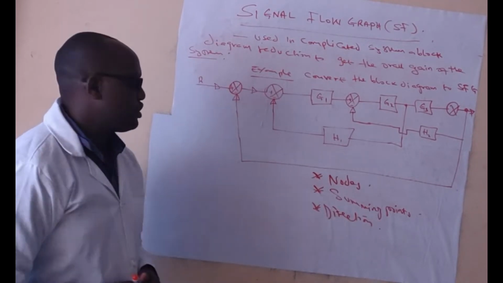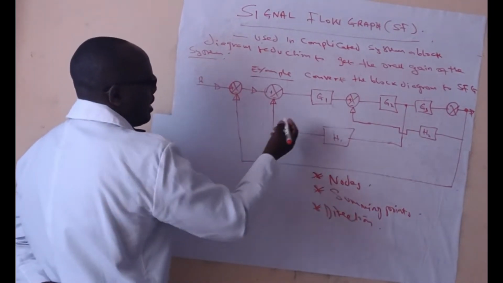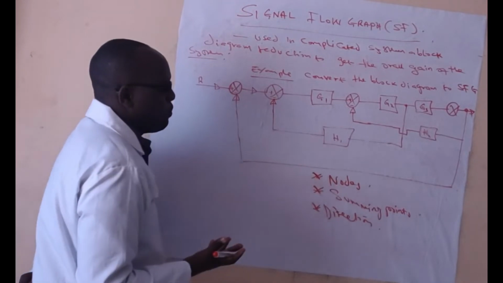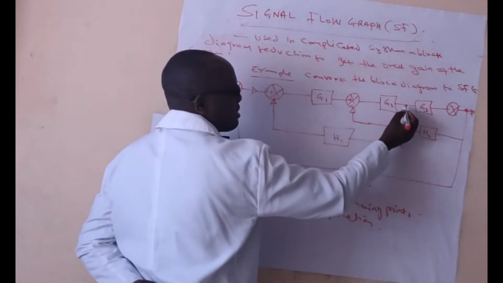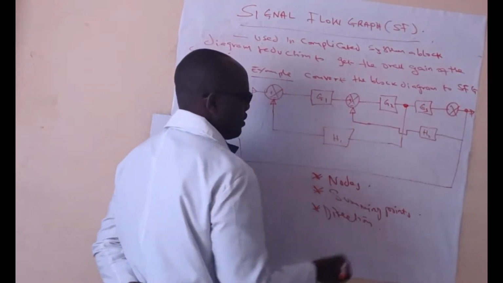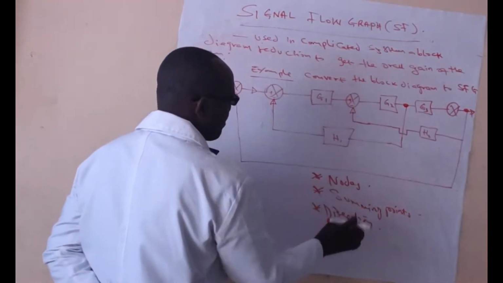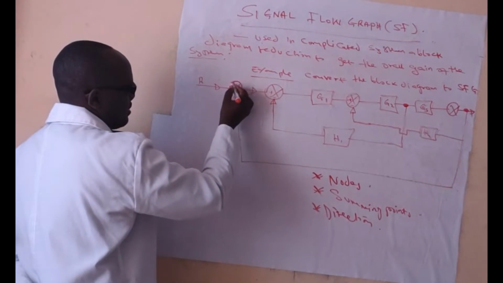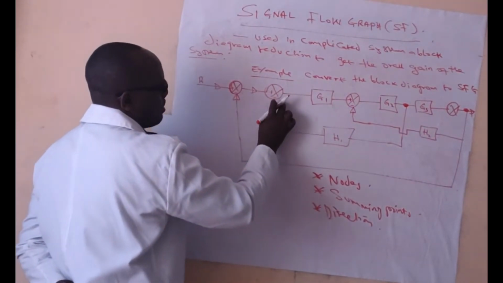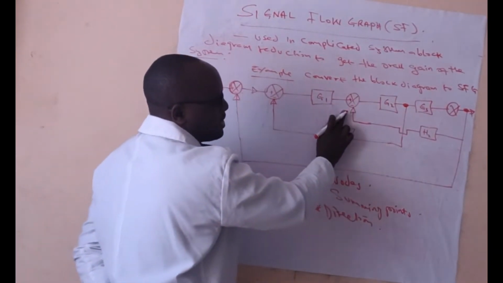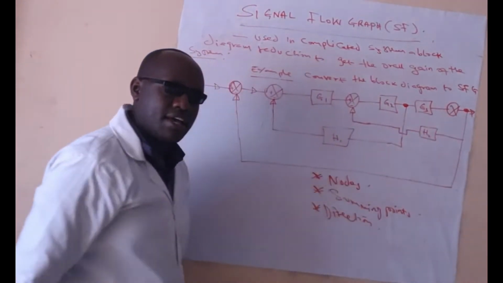So what are these nodes? Nodes are these ones. For example, when a node is like this one, that is a node. Here is also another node. The summing point is this one. This is a summing point, this is a summing point, this is a summing point, and this is also another summing point.